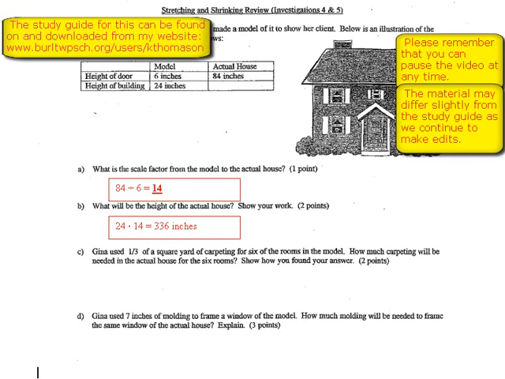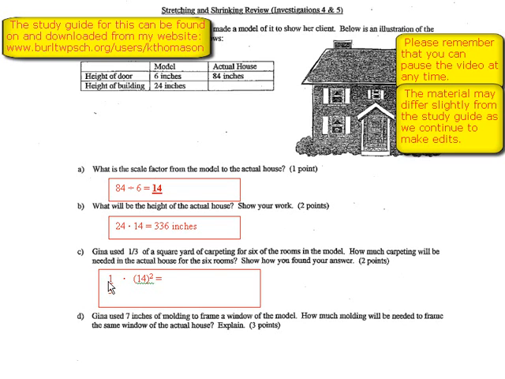Alright, C reads, Gina used 1/3 of a square yard of carpeting for 6 of the rooms in the model. How much carpeting will be needed in the actual house for the 6 rooms? Show how you found your answer. So she used 1/3 of a square yard of carpeting in the model, so the original, and we want to know how much carpeting we're going to use for the actual house, all 6 rooms. She used 1/3 for all 6 rooms in the model, so this 6 really doesn't matter. It's just 1/3 of a square yard of carpeting for the model, and then how much for the actual house.